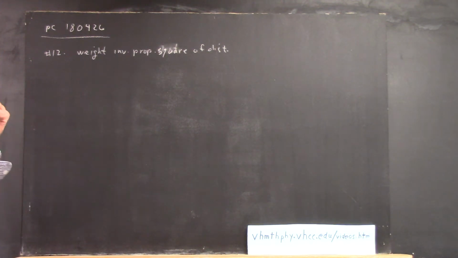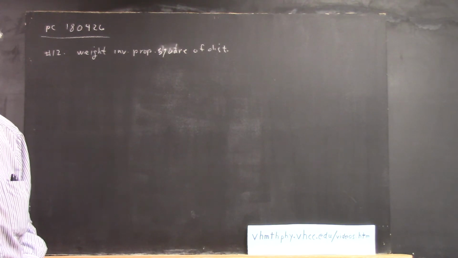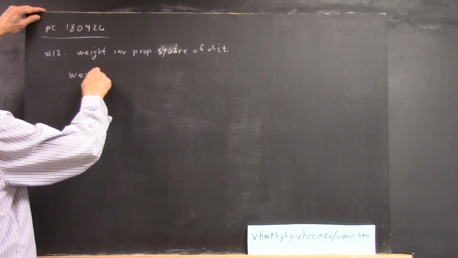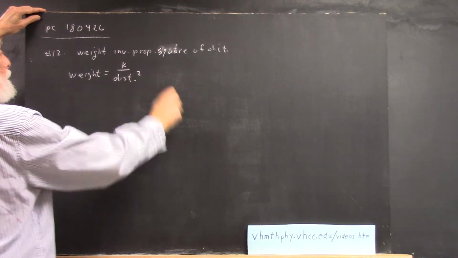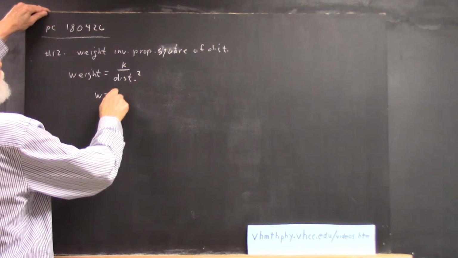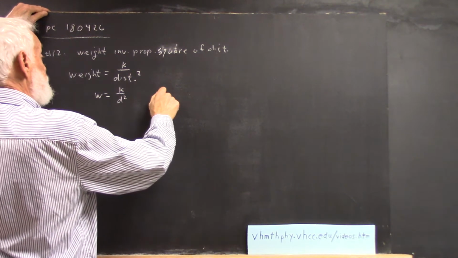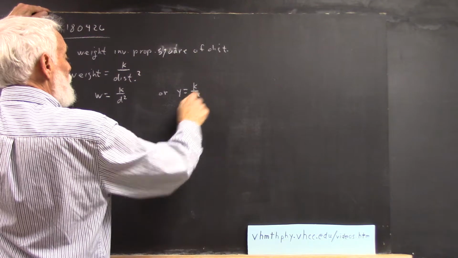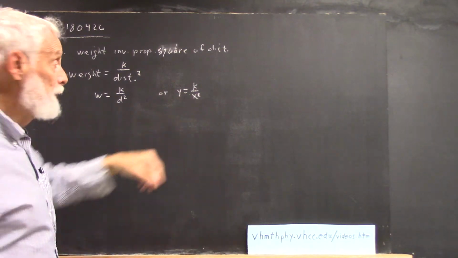So, how would you write that proportionality? Y equals K over X squared. Yeah, or we could say this, right? Or we could abbreviate it to W equals K over D squared. Or we could say Y equals K over X squared if we keep in mind that Y means the weight and X means distance.